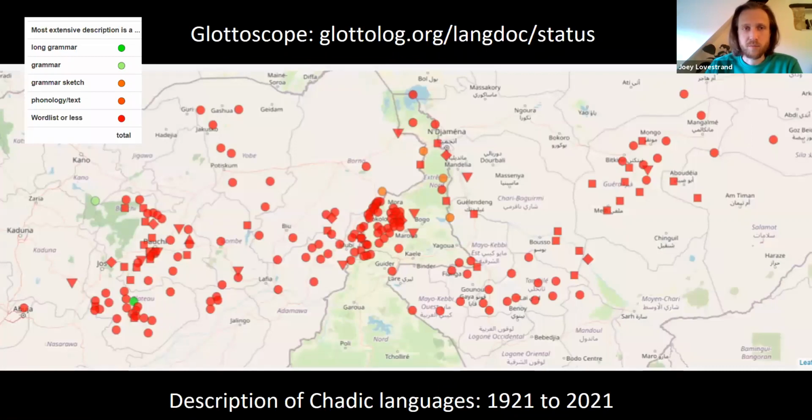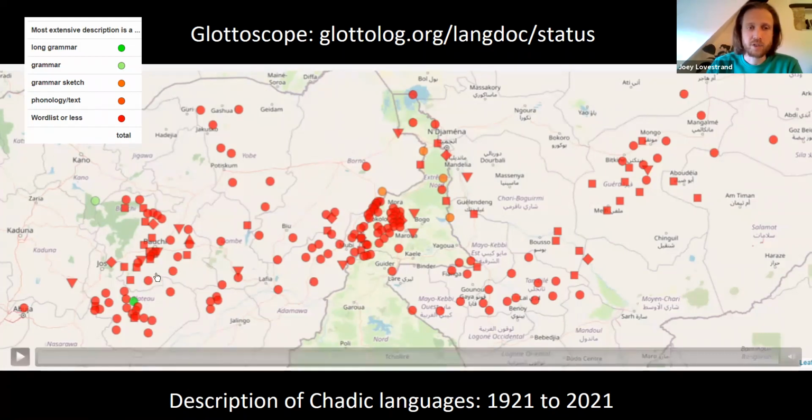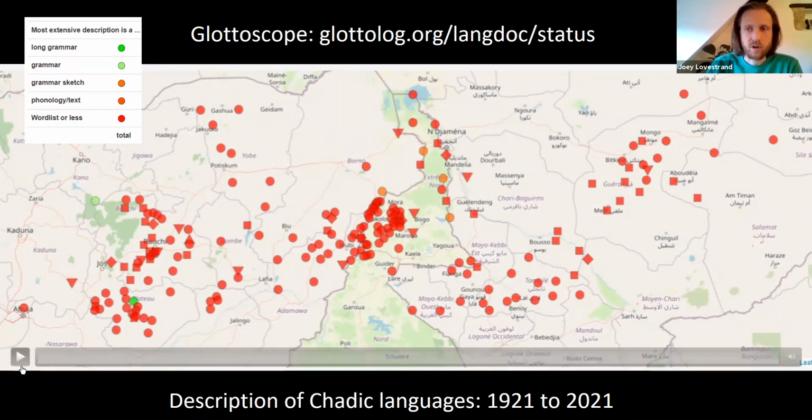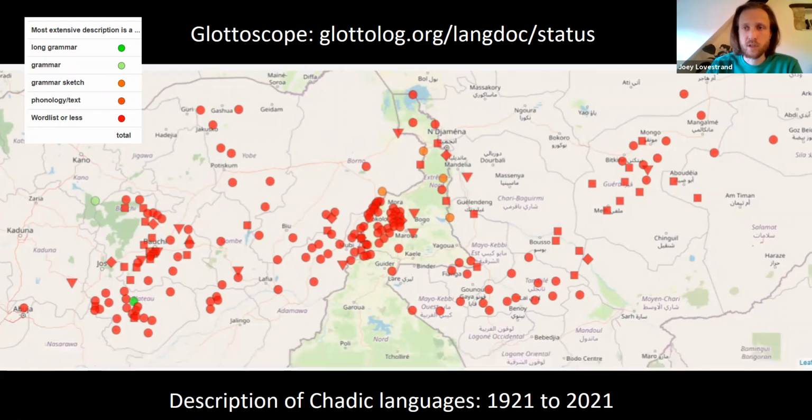This map is taken from the Glottoscope, which is another feature of Glottolog, and it shows the relative level of documentation of each of the languages on the map. So this is a map showing the position of all of the Chadic languages, and the color of the marker for each language shows the level of documentation from red to green. But this one is currently looking at the view from 1921, 100 years ago. And I created a short video that will show in about 10 seconds the progress at about 1 second per decade on how Chadic languages have been documented over the years.